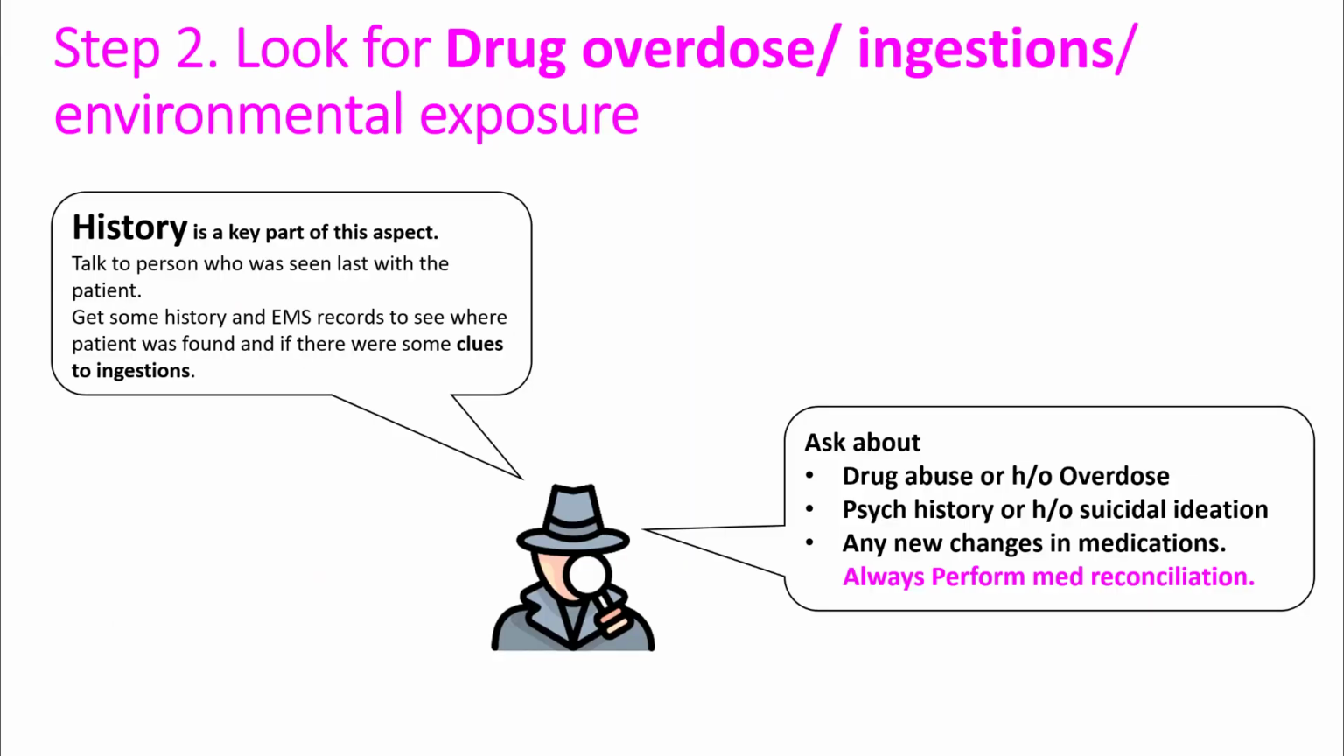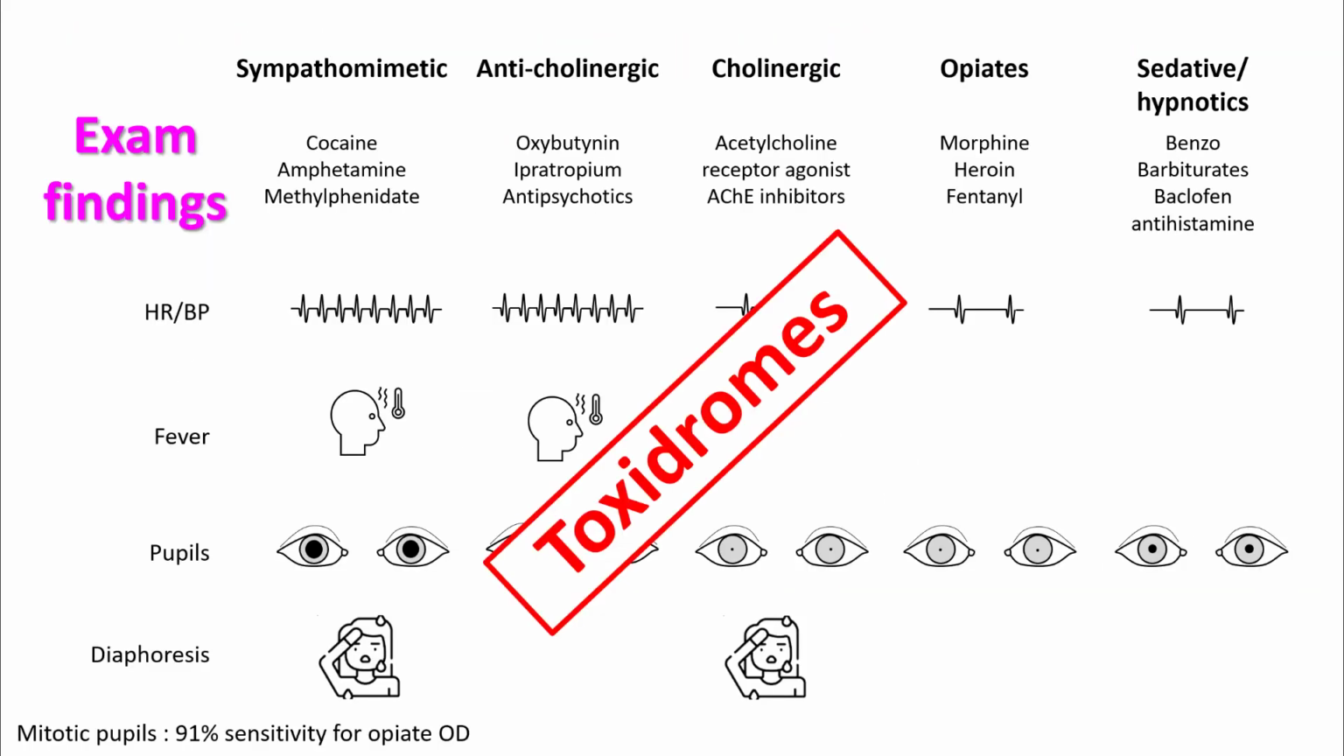Next, look for signs of drug overdose and ingestion, and here the history is the key part of the evaluation. Always get a history or look at the EMS record and try to figure out clues towards ingestion. If you find a family member, ask about drug abuse, history of drug overdose, any psych history, suicidal ideations, any new changes in medication, and always perform medicine reconciliation. On exam, look at vital signs and examine pupils closely. We'll talk about these toxidromes in another lecture.